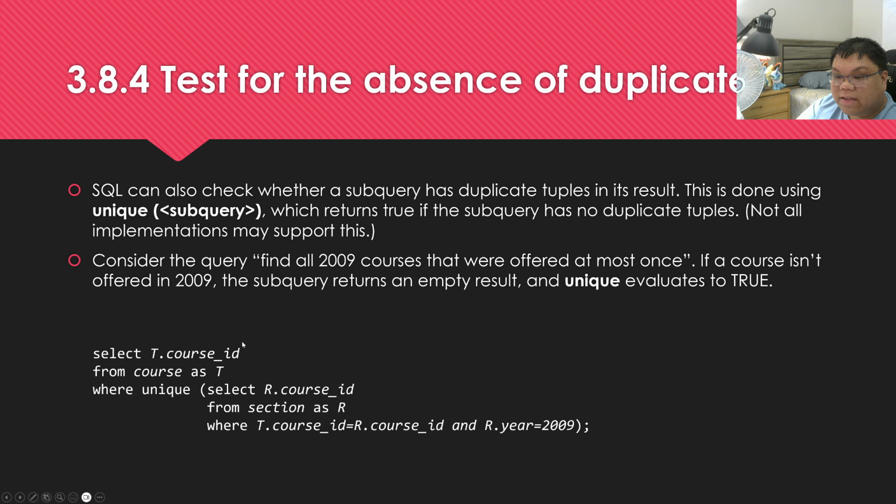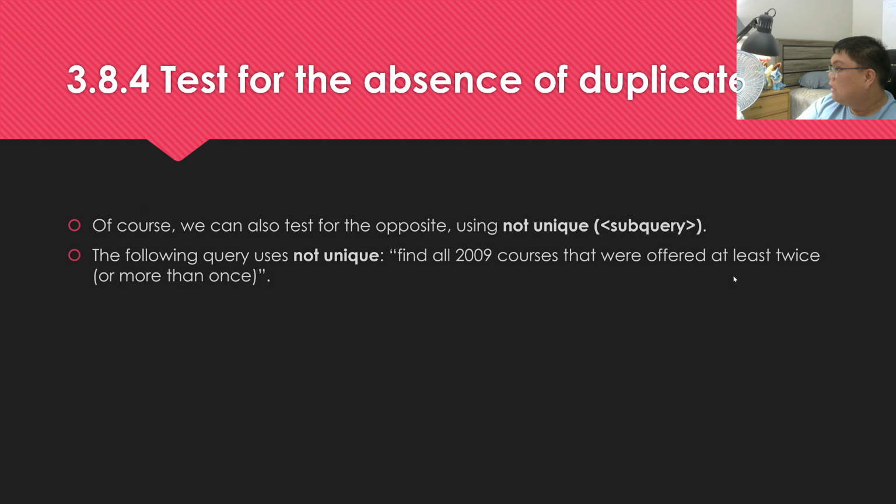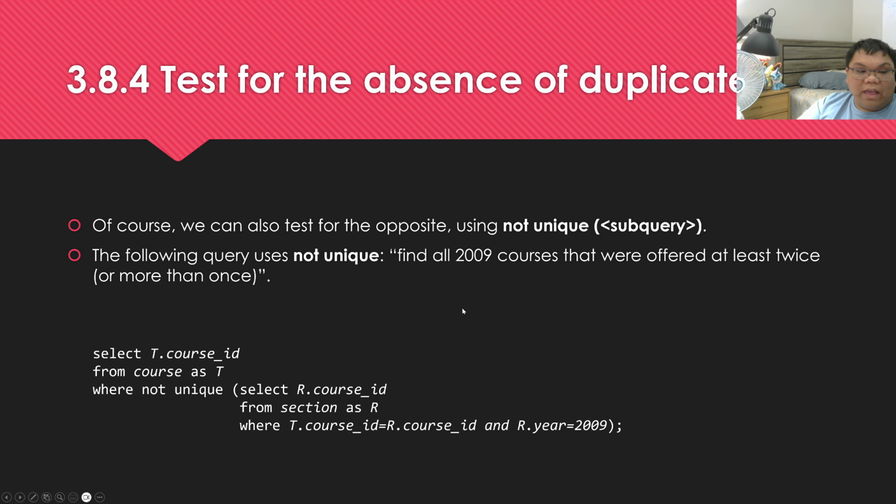Select T.course_id from course as T, where unique, select R.course_id from section as R, where T.course_id equals R.course_id and year equals 2009. Find all courses taught in 2009 that were offered at most once. Of course, we can do the opposite using not unique. So, we can take our previous query and change the wording, and now we are finding all courses that were taught in 2009 that were offered more than once.